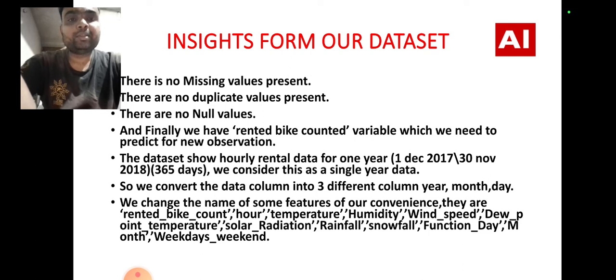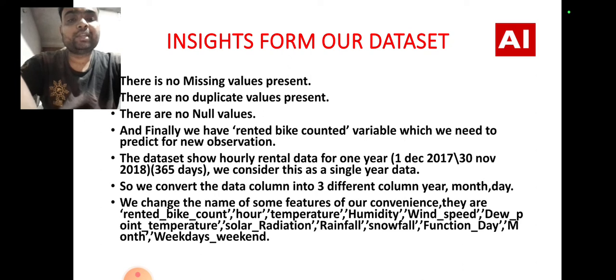There are no missing values present, no duplicate values, and no null values. And finally we have the rented bike variable, which we need to predict for new observations. The data set is the hourly rental bikes for 1 year from 1st December 2017 to 30 November 2018. We consider this as single year data, so we converted the date column into three different columns: year, month, and day.